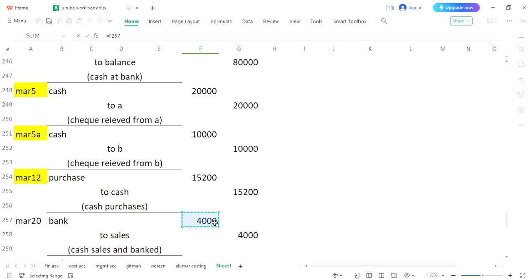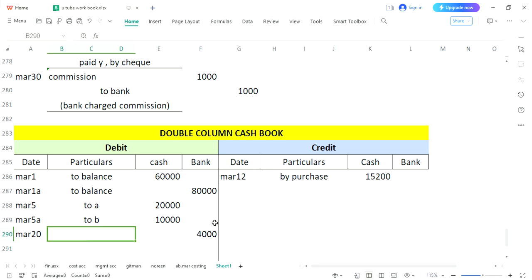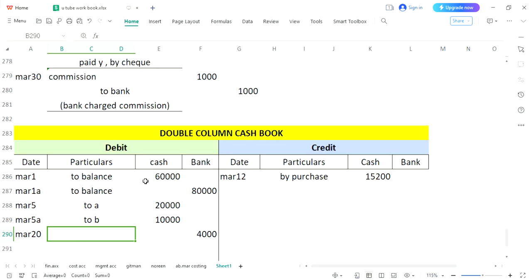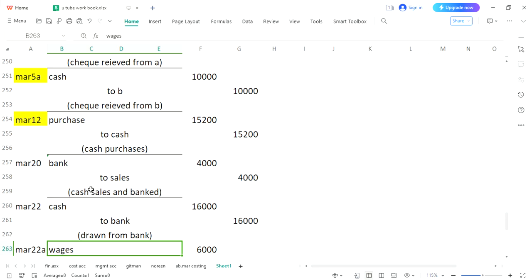You will put 4,000. It's time to see the reference. As you can see, at opposite side of bank, sale is mentioned. So we will write sales over here. March 20 is completed. Let's mark it as it has been done.